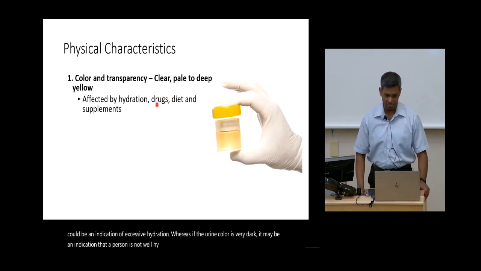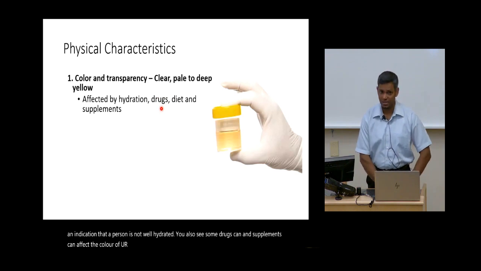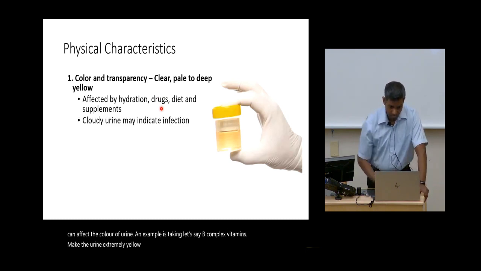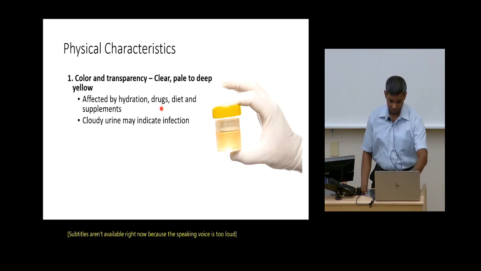We also see some drugs and supplements can affect the color of urine. An example is taking, let's say, B complex vitamins, which can make the urine extremely yellow. If it's cloudy, it could be an indication of an infection.